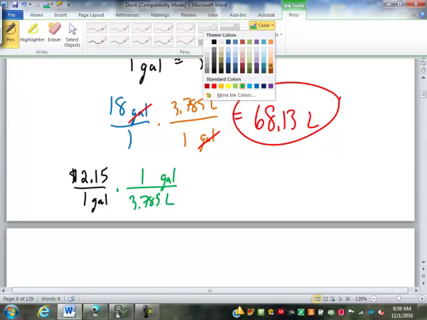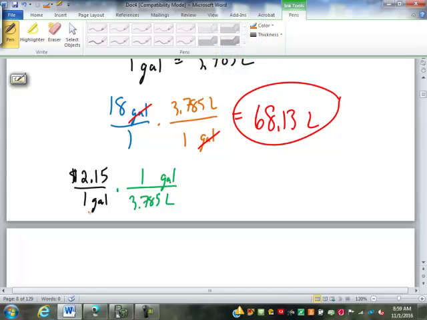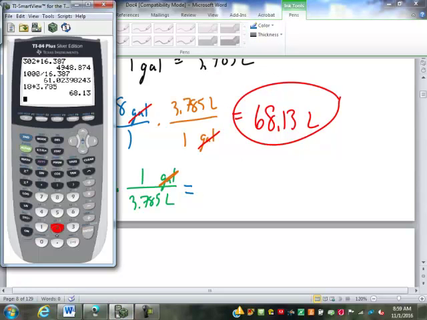Does the piece of paper I gave you say 3.785 or just 3.79? 3.785, good. So this is $2.15 divided by 3.785. That's 57 cents a liter.